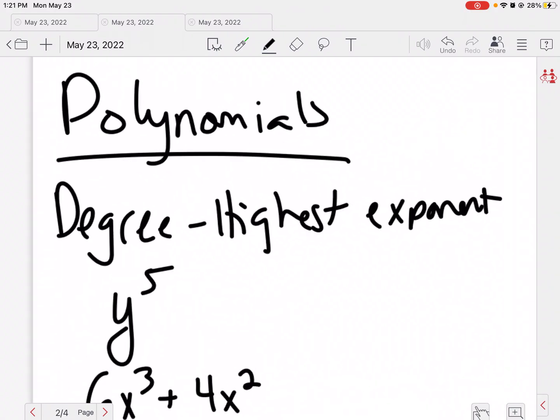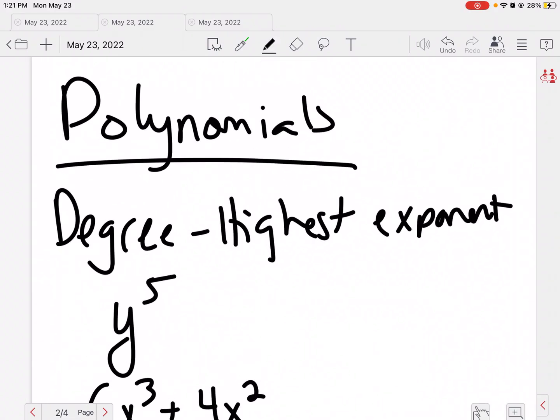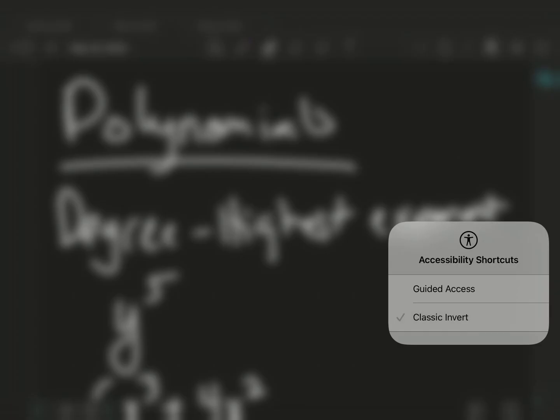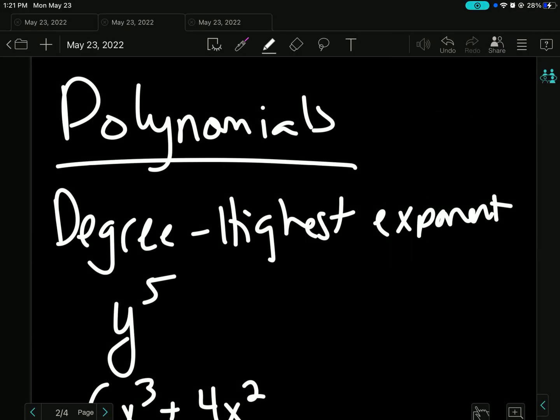We're going to go ahead and hop in and talk about polynomials today. I'm going to go ahead and invert this so that way you can see on the whiteboard. So first thing we're going to talk about is degrees of polynomial. Remember, a degree of a polynomial is just the highest exponent.